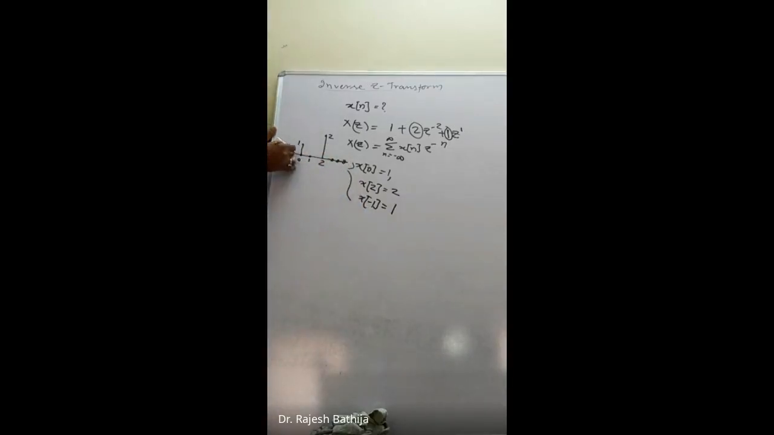At minus 1, it is plus 1. And again here, 3 dots are sufficient to represent this. So this will be our x of n regarding this x of z.